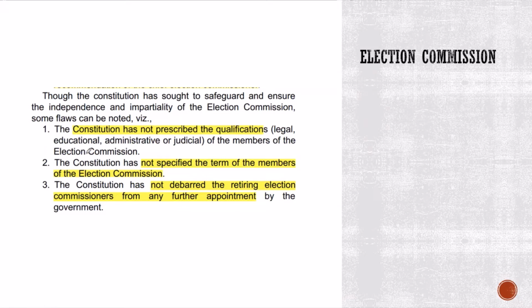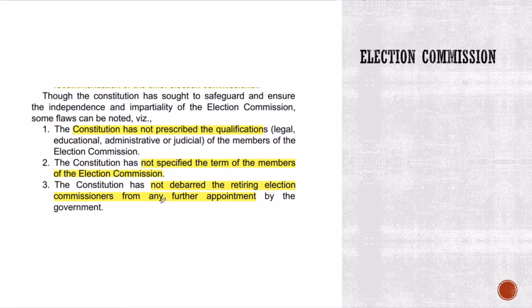Okay, so though the Constitution has sought to safeguard and ensure independence and impartiality, there are some flaws that can be noted. Just think about this. These are not specifically flaws in my opinion, but these are things that you want to keep in mind. The Constitution has not prescribed any qualifications on who can be or who should be appointed. The Constitution has not specified the term of the members of the election commission, and that is why it is left to the president. The Constitution has not debarred the retiring election commissioner from any further employment in the government.